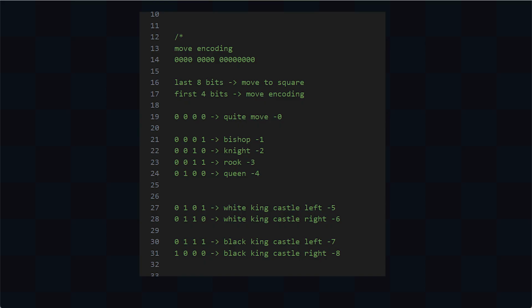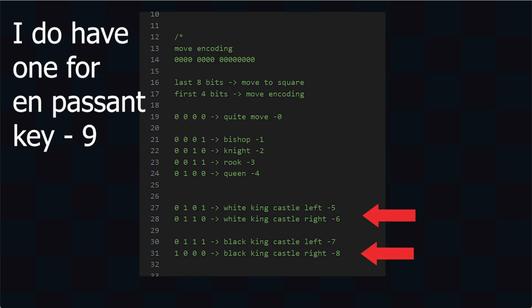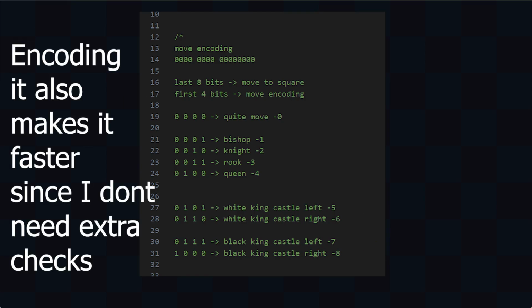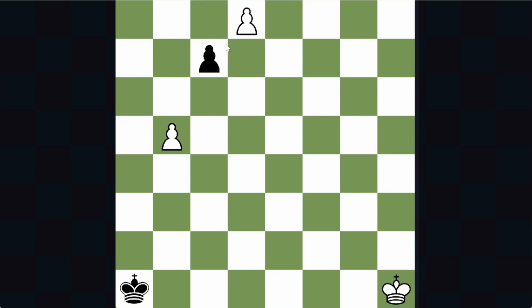How does it know it wants to be a queen? Well, I actually have an encoding scheme, which here it is if you're wondering. And you also might realize that I technically don't need the encoding scheme for castling and en passant, but hey, why not? You also might realize that now I need to add these special moves into my function which finds all the moves.